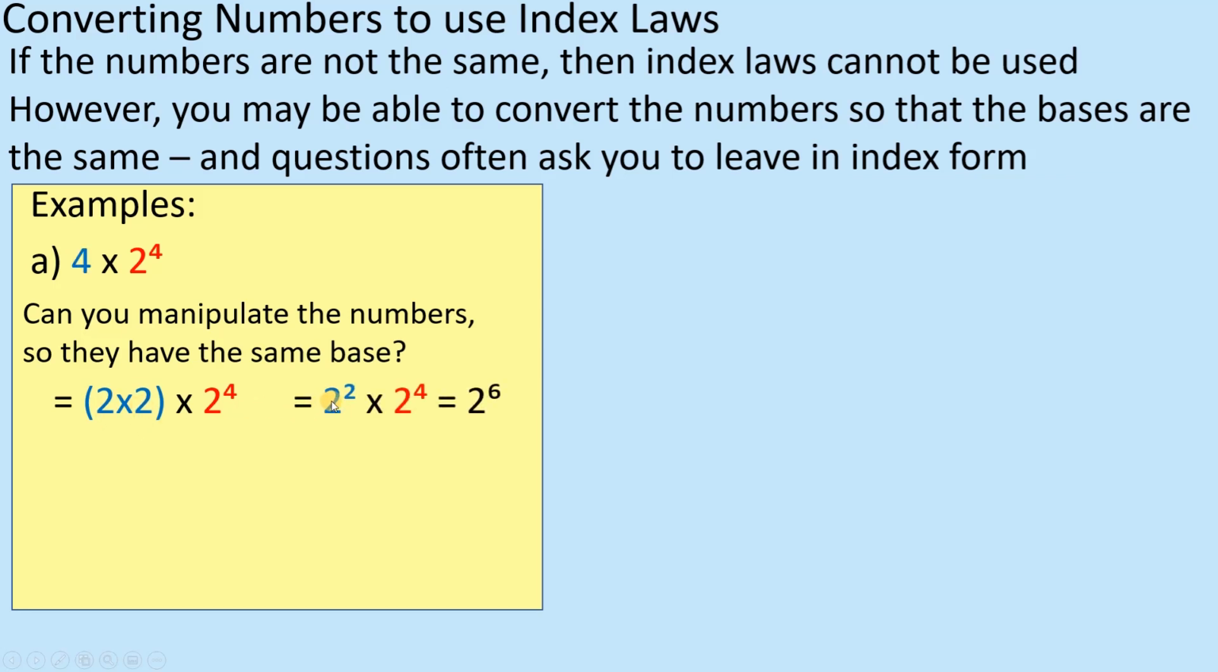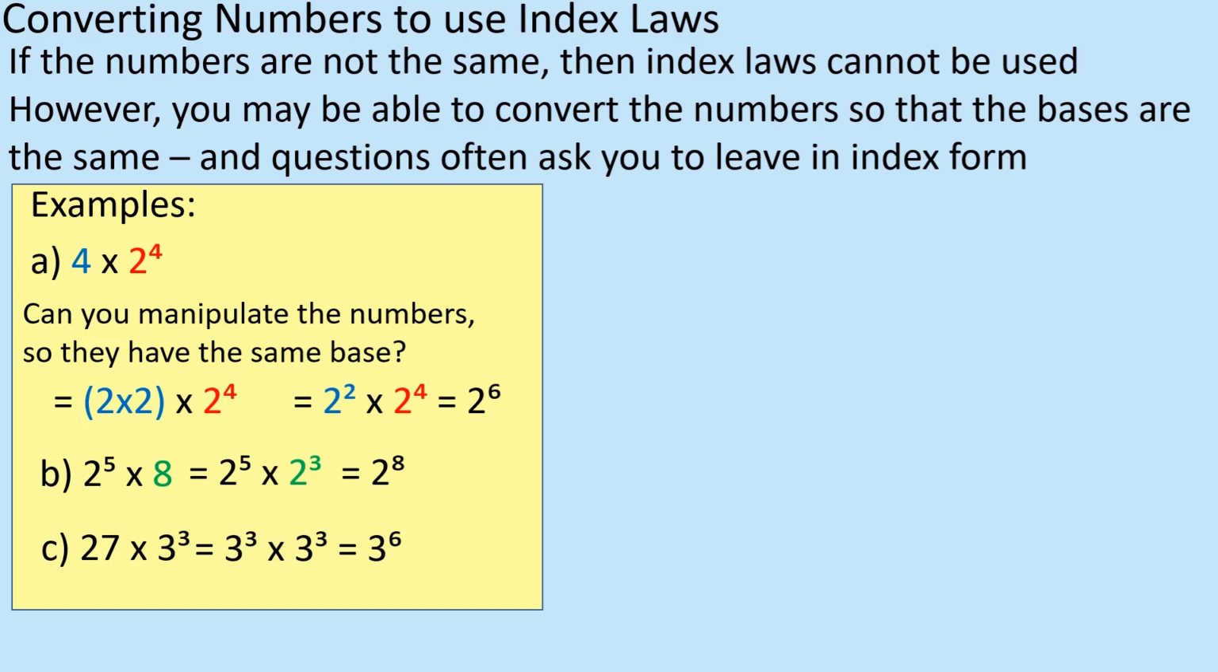So if I do 2 squared times 2 to the 4, then my answer is going to be 2 to the 6. And here, you've got 2 to the 5 times 8. Again, same problem, so I'm going to manipulate this one. This one here is 2 cubed. So therefore, 2 to the 5 times 2 cubed equals 2 to the 8. And then over here, I've got 27 and 3. I know that 27 is 3 cubed, 3 times 3 times 3. So that's going to give me 3 to the 6.